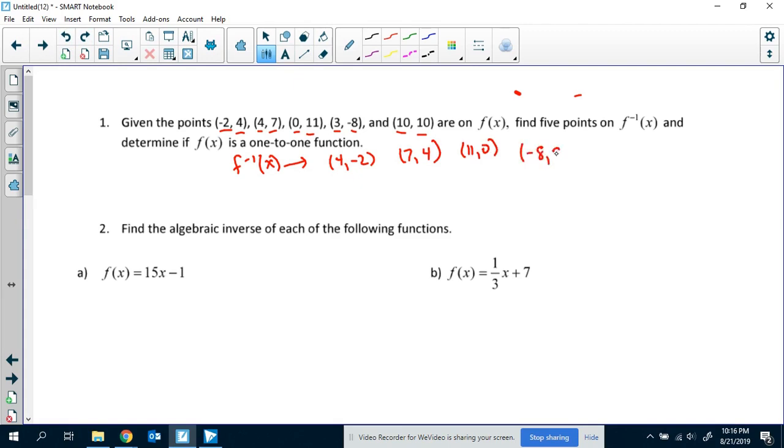-8, 3, and 10, 10. So again, everything flipped. Now notice that 10, 10 flipping still gives me 10, 10. Is this a one-to-one function?